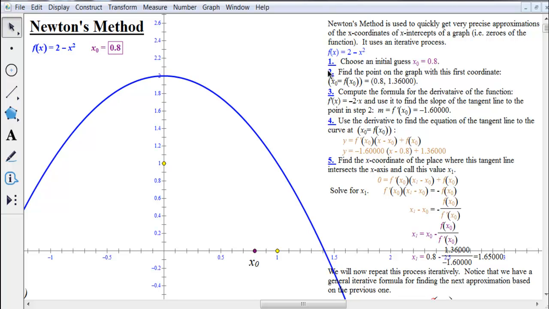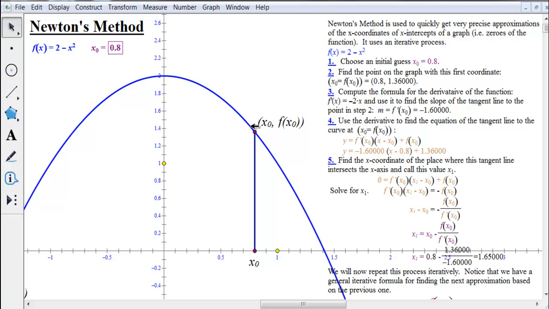Now what you do there is you go up and find the y value that goes with that 0.8. So we go up and find this point x sub 0, f of x sub 0, on the graph. So x sub 0 is our initial guess, and the y that goes with it then is f of x sub 0. And our particular point, 0.8 is the x value, and 1.36 is the y value. This function involves nothing more than squaring and subtracting. We could do this by hand, even without a calculator if we wanted to.